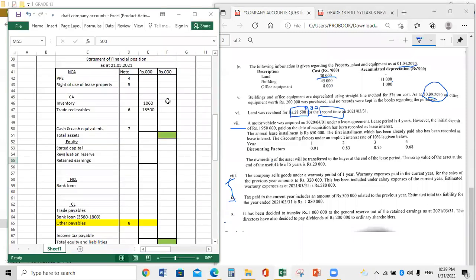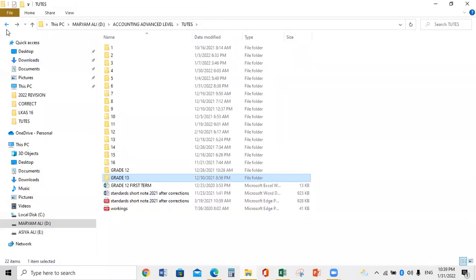Lease. See here, a motor vehicle was acquired on 2020 April 1st on lease. For lease also I'll quickly show you all the steps. If you all follow these steps, and by the way, I'm not showing any magic or anything. Don't think I'm trying to boast, guys. I'm just showing you all the steps so it will be easy.